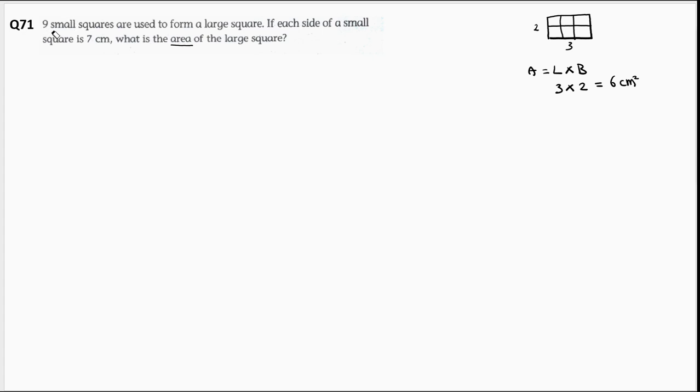Now, don't get confused here, because here we've got 9 small squares. They're not the same as these little ones. 9 small squares are used to form a large square. If each side of a small square is 7 centimeters, what's the area of the large square? So drawing what's going on might help us. How could you arrange 9 small squares to form a large square? I think you would probably fairly quickly figure out that you're going to do 3 rows of 3, aren't you?